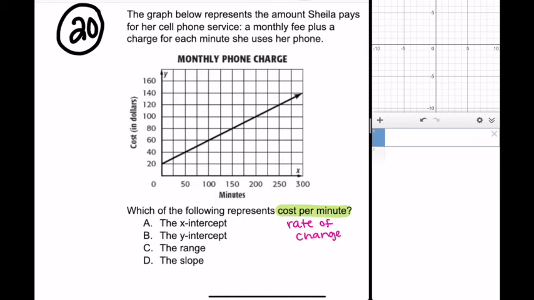So which one of these options tells us a rate of change? The x or y-intercept, the range, or the slope? Rate of change is the slope. And that's all we had to do for this one.